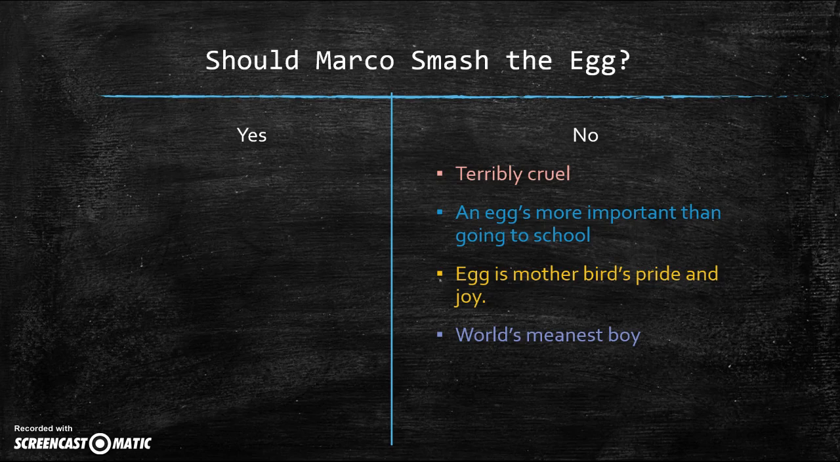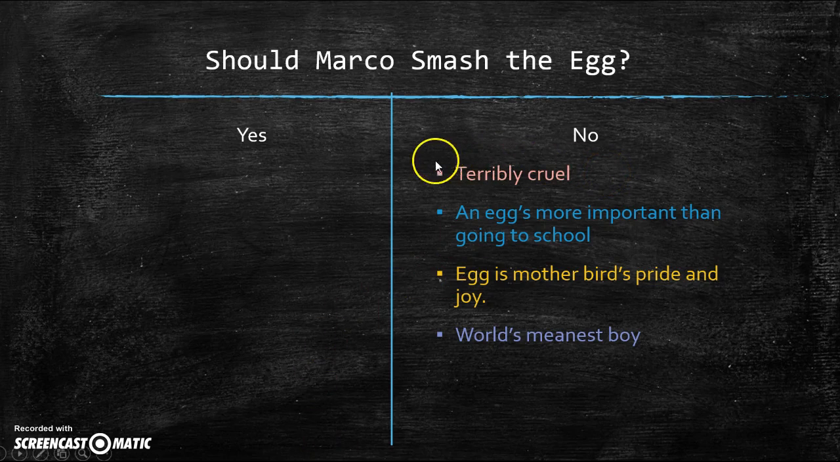If you think that it's that the egg is the mother bird's pride and her joy, that one right there that my little cursor's going around, you are correct. The egg is the mother bird's pride and her joy. Why is this the best reason? Well, let's think about this. One of the arguments that we want to find from a text is called expert opinion, right?